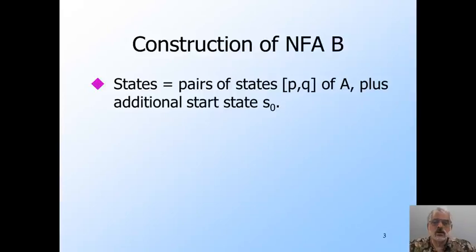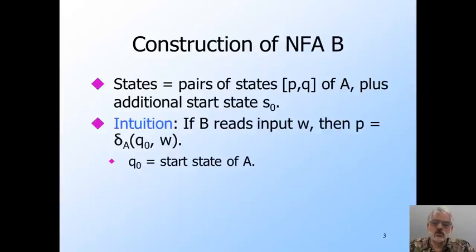B starts out in S0, makes one epsilon transition, and from then on never returns to S0. And after that, B will always be in a state that is a pair, PQ, of A states, and furthermore, it will make no more epsilon transitions. Here's what we intend to be true whenever B can be in state PQ, after reading the input W. Now remember, B is non-deterministic, so it can be in many such states at once.